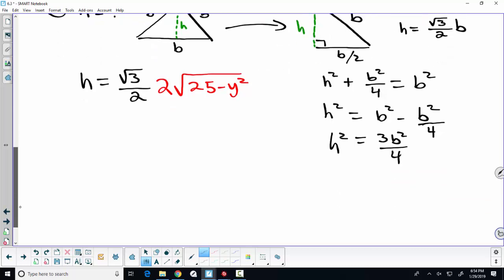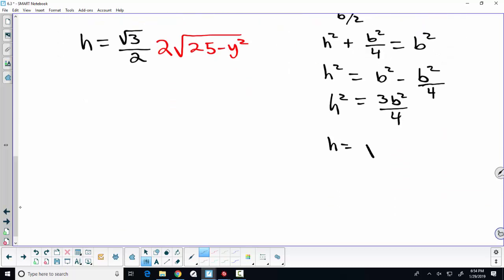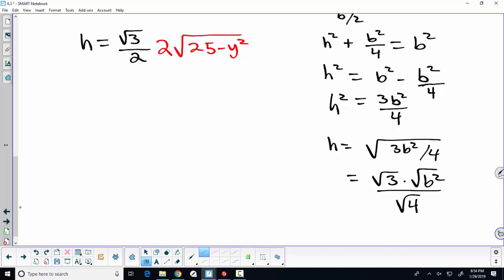Does that make sense? So that's square root of 3 times the square root of b squared over the square root of 4 for h. Does that help? Yeah. Okay. So the height of any equilateral triangle is root 3 over 2 times its base. There's its base. Now we have also h as a function of y. Are there any questions on that?